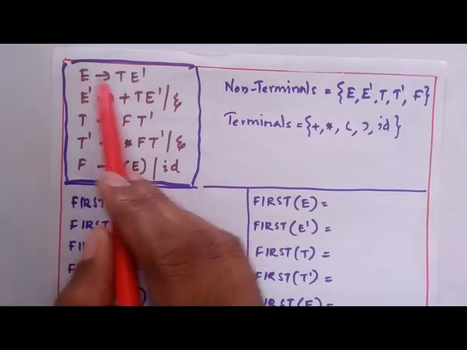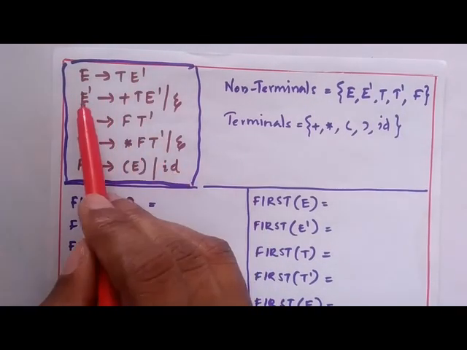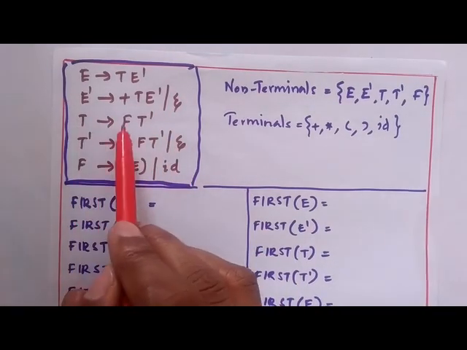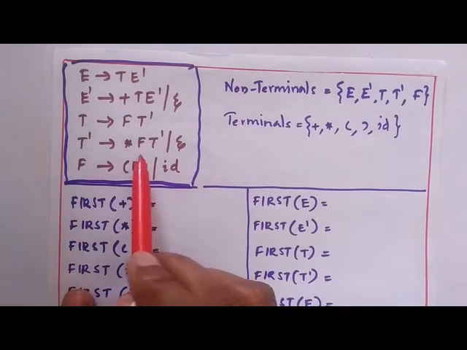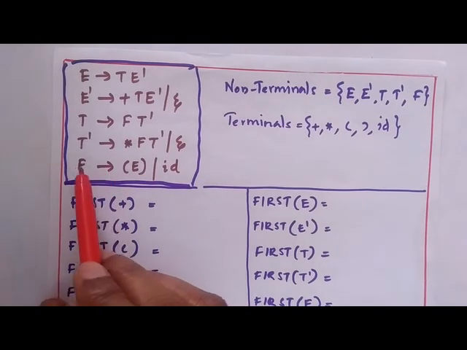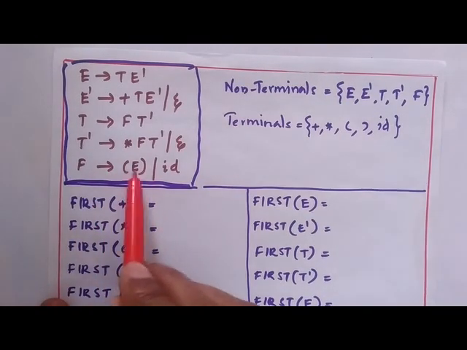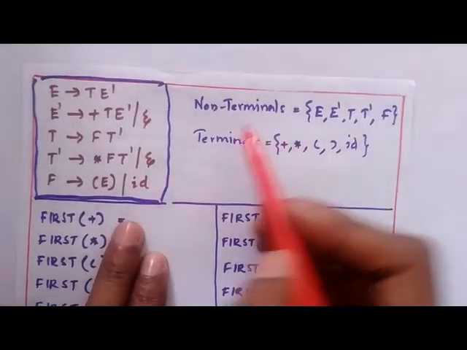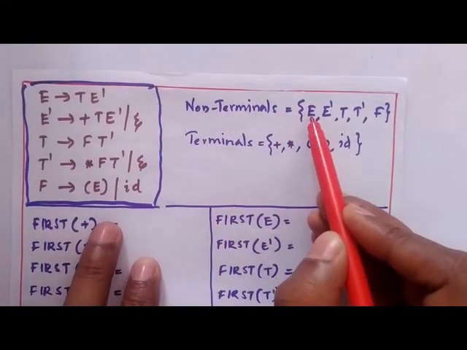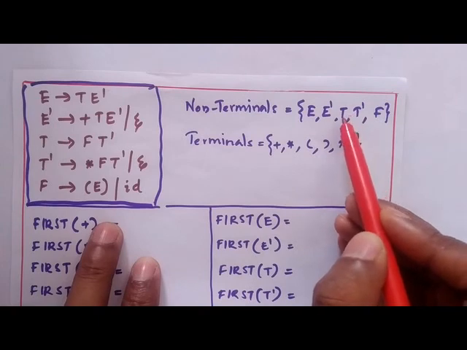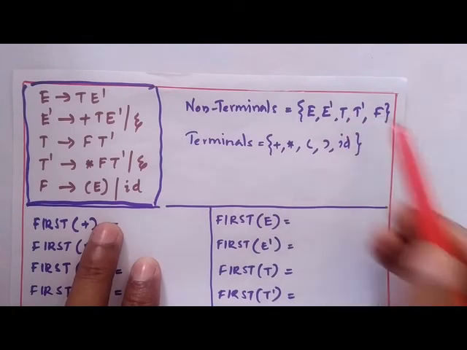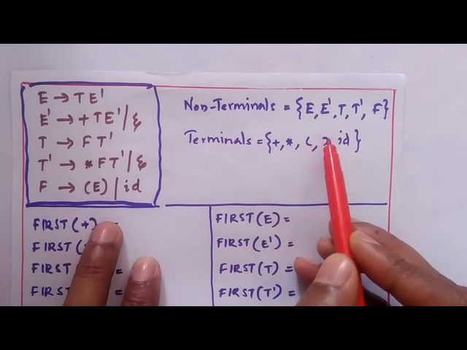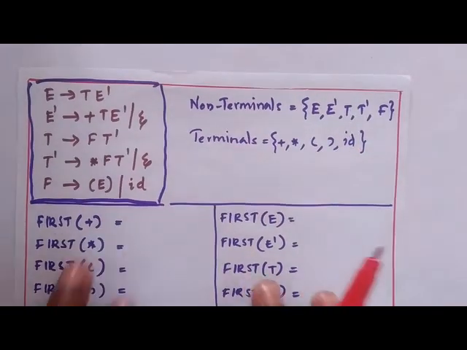So that is why E gives T E dash, and E dash gives plus T E dash or epsilon, T gives F T dash, T dash gives star F T dash or epsilon, and F gives within bracket E or id. So this is the grammar, and here you can see that non-terminals are E, E dash, T, T dash and F. Terminal symbols are plus, star, left bracket, right bracket and id.